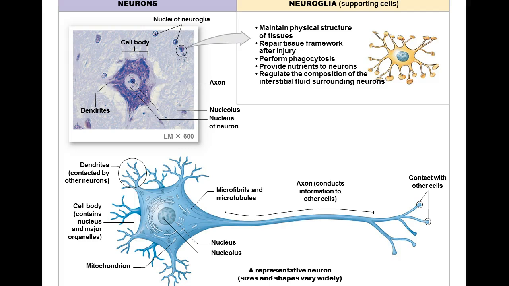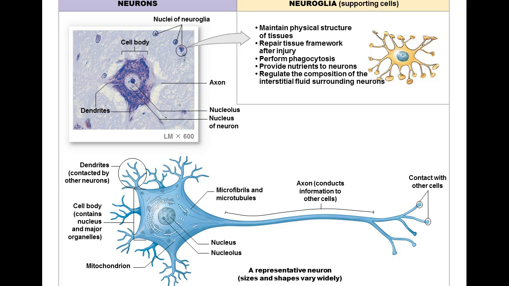With regard to the neuron, you do have a cell body, and you have generally one extension off, that's the axon, and multiple extensions off the cell body, the dendrites. Information comes to this neuron via the dendrites and goes away from this neuron via the axon.